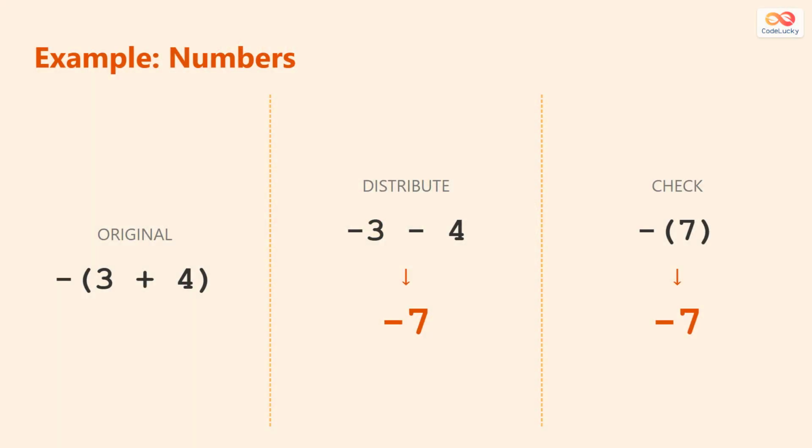Let's prove this with real numbers. Suppose we have negative, open parenthesis, 3 plus 4. If we follow the order of operations, 3 plus 4 is 7, and the negative makes it negative 7. Now, if we use distribution, the negative applies to the 3, making negative 3. It also applies to the 4, making negative 4. Negative 3 minus 4 equals negative 7. It works perfectly.